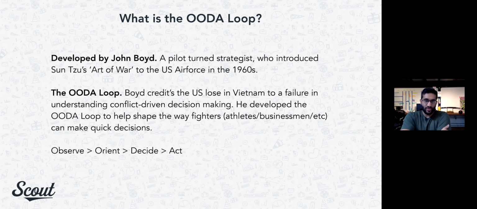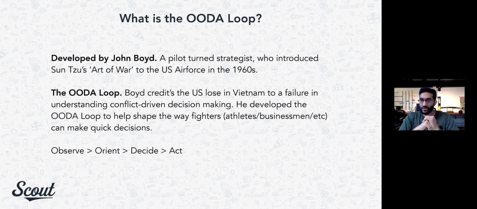The OODA loop is, like we talked about, observe, orient, decide, act. It's going through that decision-making process of these 4 steps. And then, once you act, you go back to observe or orient or decide, and you keep that loop going. The OODA loop was obviously originally developed for the US military in terms of conflict decision-making environments, but it can also be used in sports for athletes that are playing against other teams.